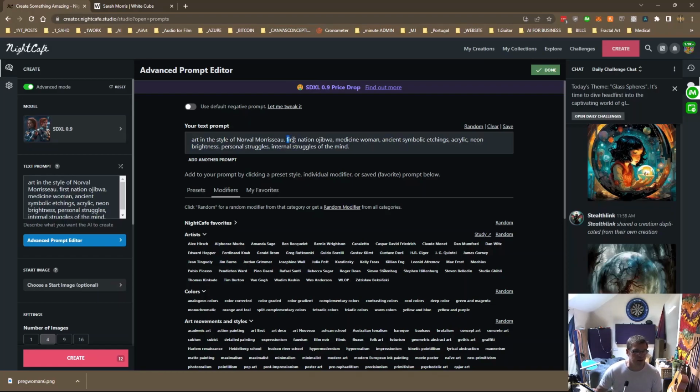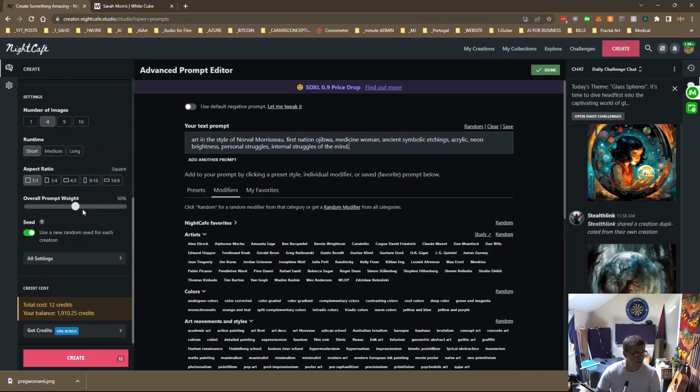So he's a Native American, and whilst reading about him, he was advised by a medicine woman to change his name, so I put medicine woman in there. He did a lot of ancient symbolic etchings. He used acrylic and neon, so I've done neon brightness. He had quite a lot of personal struggles, initially because the First Nation Ojibwa, if that is actually Ojibwa, is actually a group of Native Americans. They weren't very happy with him because some of the art he did kind of let out some of their secrets. So he did have quite a few internal struggles of the mind, so that's why I've done that.